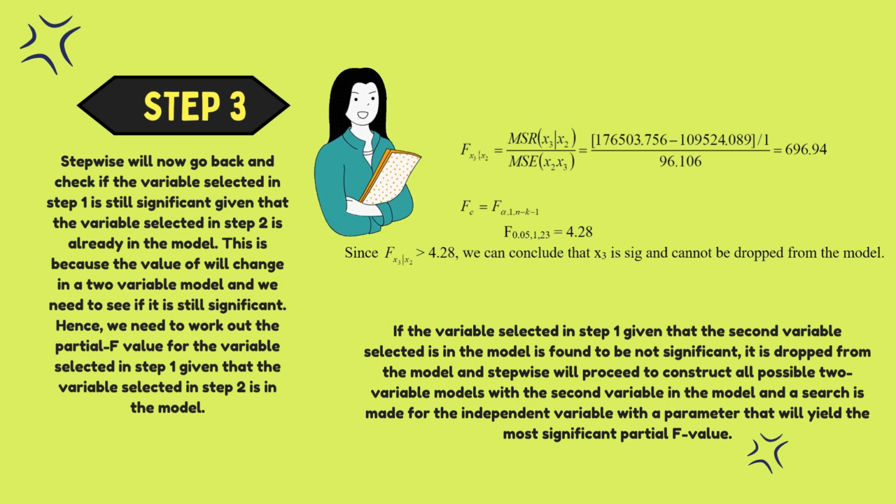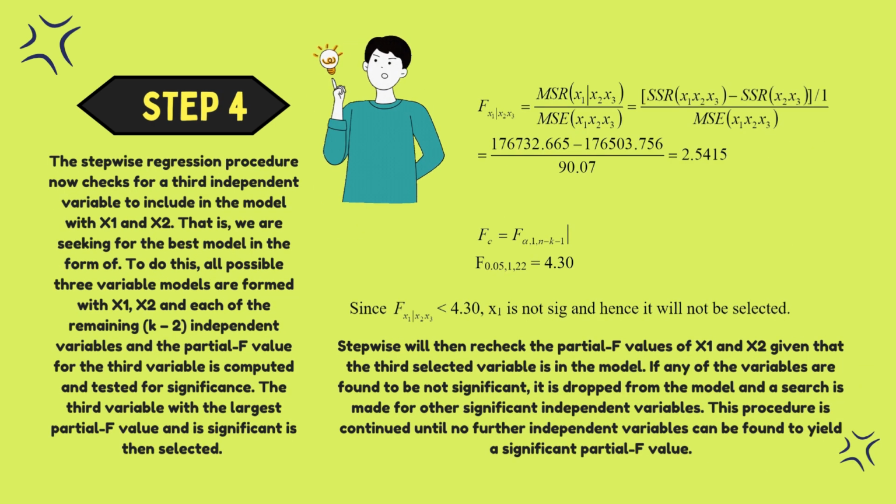From the 4 steps, step 1 and step 2 represent the forward method, which identifies variables that will be selected, while step 3 represents the backward elimination, where this step will either drop or not drop the previously selected variable. Step 4 goes back to the forward selection again. The combination of these two methods in stepwise made it the most widely used variable selection method in MLR.